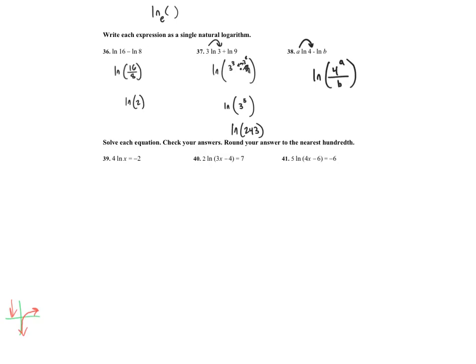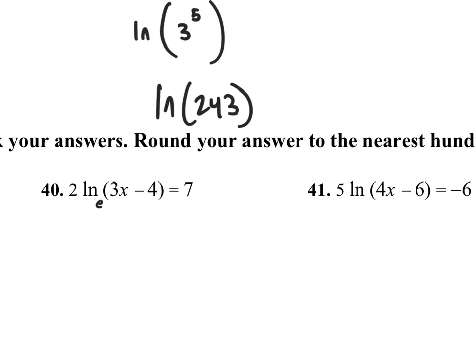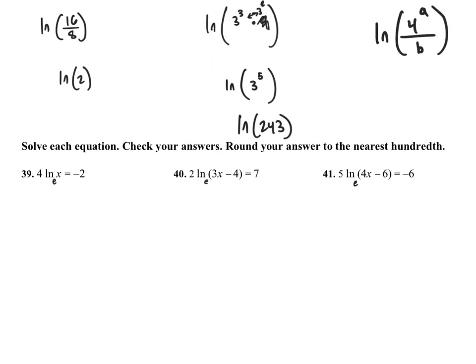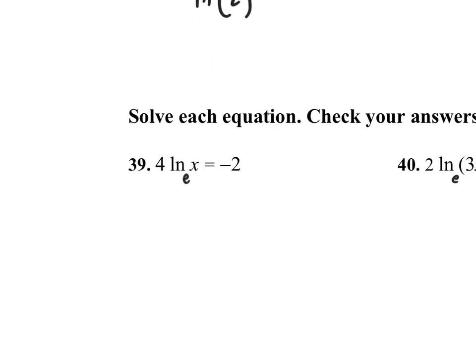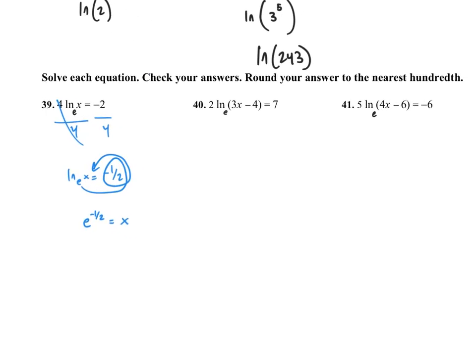So this one's just to solve each equation, but we have to understand that our base on all of these are invisible e's. And then we'll get things ready for our loop and swoop. So this would be negative 1/2. So when I do my loop and swoop, I'd have e to the negative 1/2 power is equal to x.